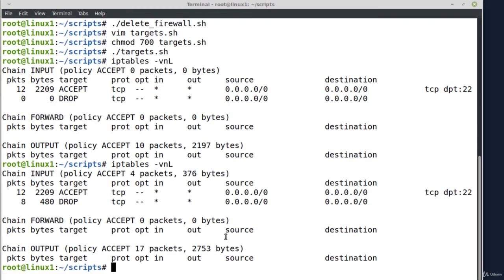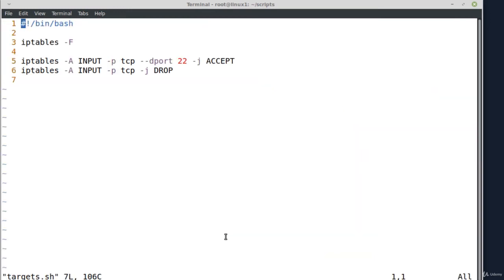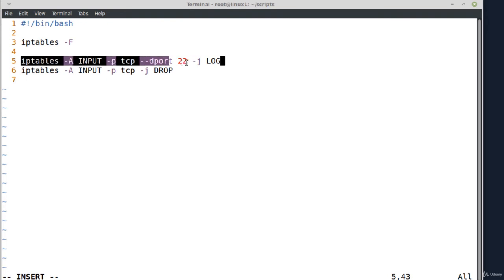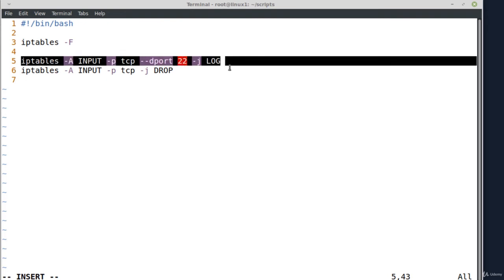Let's move on and see a second example with a non-terminating target. I want to log and then drop incoming SSH packets. In the same script, I'll log incoming SSH packets. So instead of ACCEPT, I will use the LOG target. This rule will log incoming SSH packets.